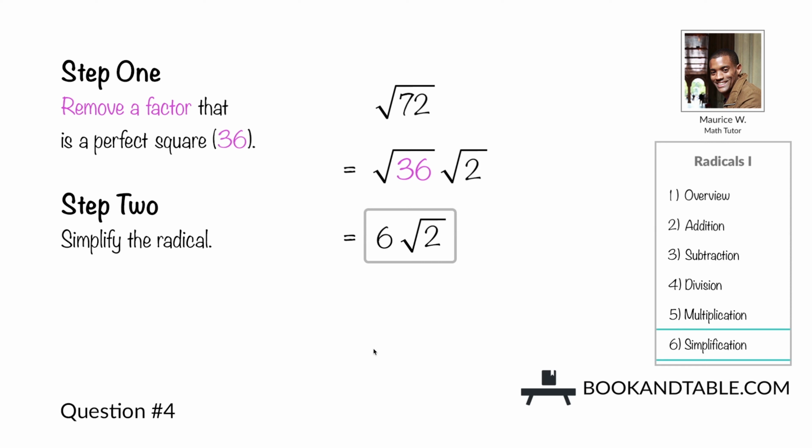And then lastly, question number 4. Step 1, remove a factor from 72 that is a perfect square. That would be 36. 36 times 2 equals 72. Step 2, simplify the radical. The square root of 36 is 6, giving us the answer 6 radical 2 for question number 4.